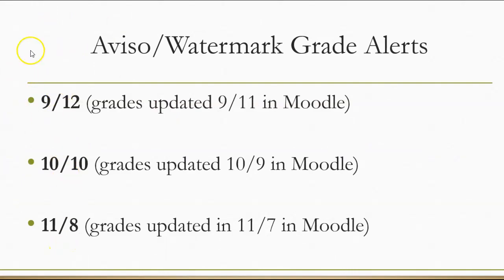Your grades will be updated on these dates, and so you can always calculate your grade on your own, or you can reach out to me. But on September 12th, October 10th, and then November 8th, by midnight of those nights, I'll be getting an updated grade for you, and then you'll be getting Aviso or Watermark grade alerts. I think it's now called Watermark, and so if you have a grade that I'm potentially concerned about, you've got to make a 69.5 or above for this class to count as transfer credit, for it to count for graduation, for it to count for an AA or an AS.